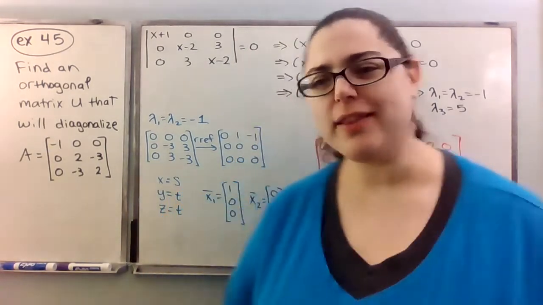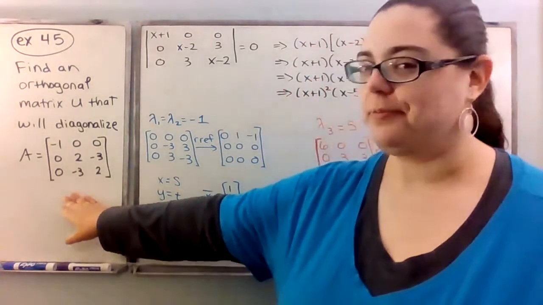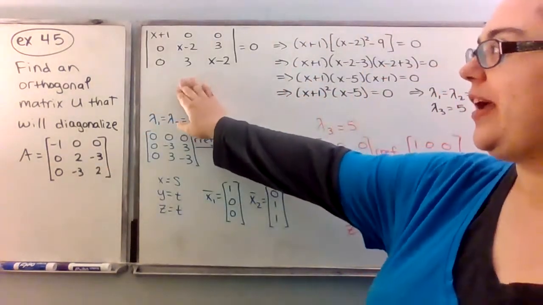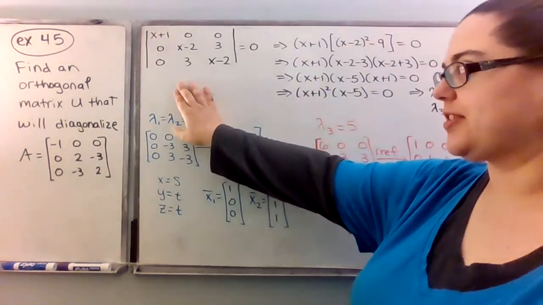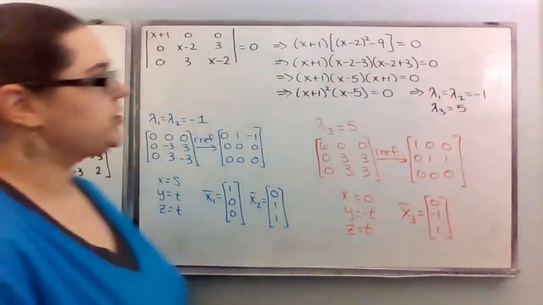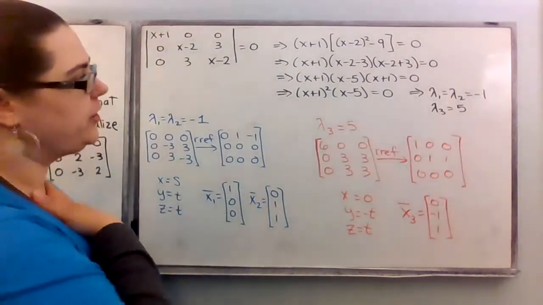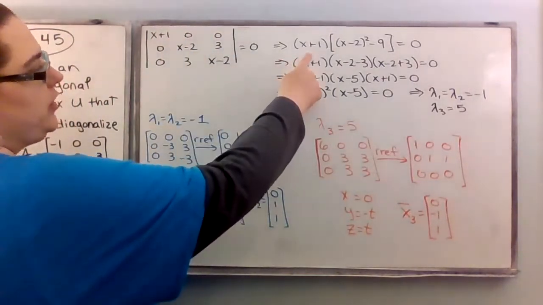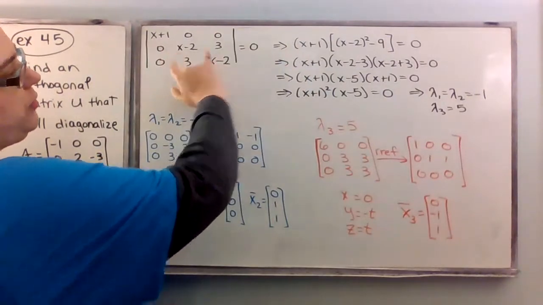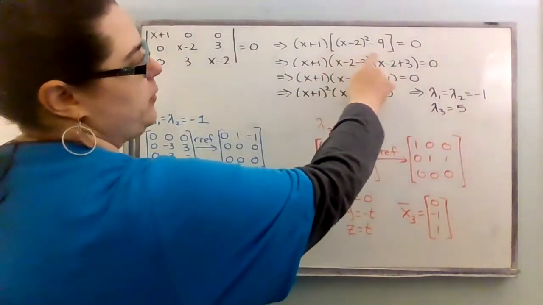To start out with, I took xI minus A, threw that up here, and then I found its determinant, set it equal to 0. When I worked through that, I expanded along the first row. I was very grateful for those 2 zeros. So I got x plus 1 times (x minus 2) squared minus 9. So that's where this came from.